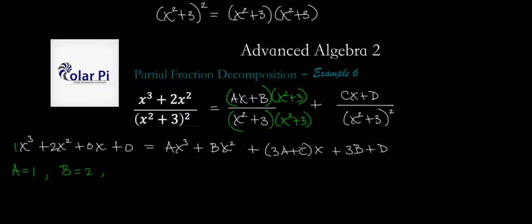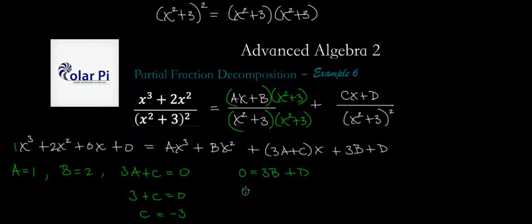Now, but not too bad, because we know that 3a plus c has to equal 0. We also know a is 1, so that just says 3 plus c has to equal 0, which means that c is equal to -3. Not a lot of effort. And then we know that 3b plus d has to equal 0 there, right? So 0 equals 3b plus d, and we knew earlier that b is 2. So 0 has to equal 6 plus d, and therefore d is equal to -6.